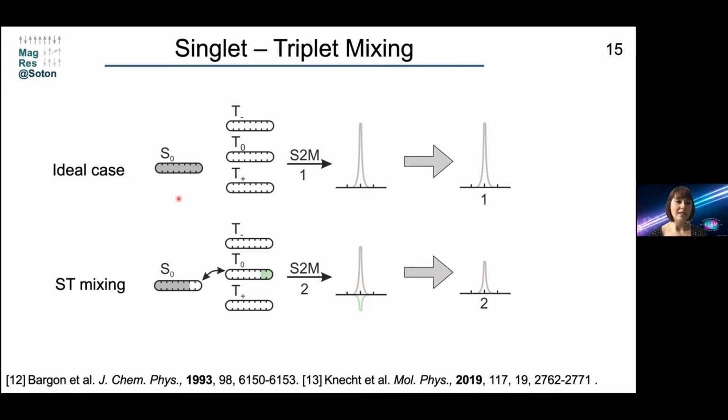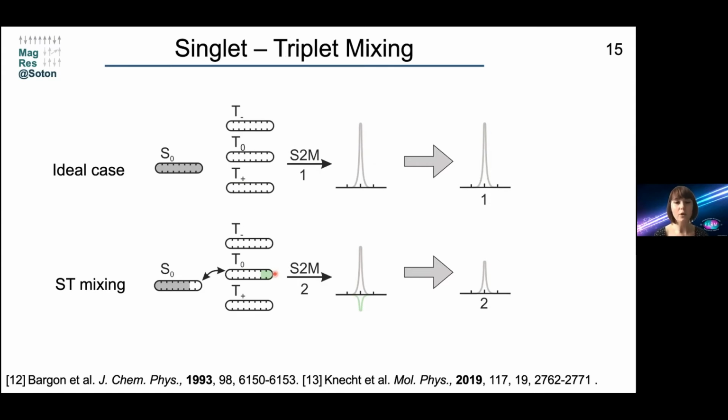In the ideal case, we have no population in the triplet manifold, and the S2M pulse sequence will give us this beautiful sharp peak. But where singlet-triplet mixing occurs, there is a population in the triplet state.